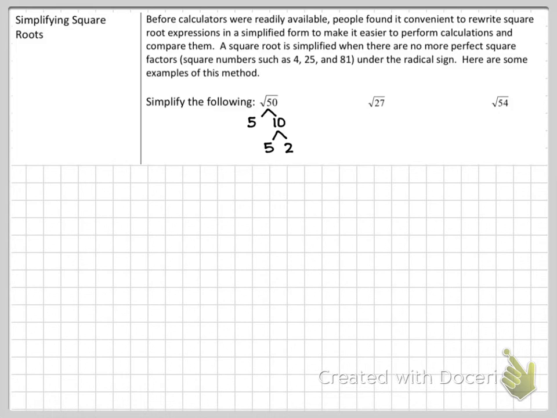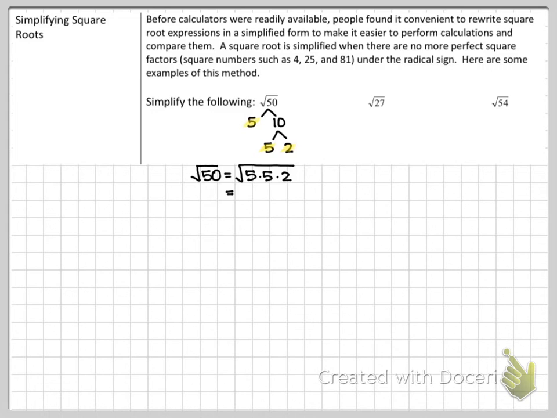Well, I think I'm done. All I have is prime numbers now. So I've got a 5, and a 2. Okay, so here's what I'm going to do. I'm going to take that square root of 50, and I'm going to rewrite it as still the square root, but now I'm just going to write the factors out. So I've got a 5, and a 2. Don't actually multiply them. That'll turn it back into 50.